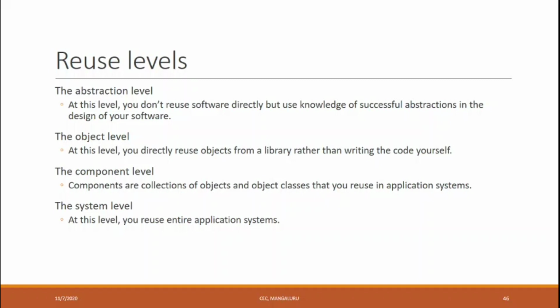The third is component level. Components are collections of objects and object classes. Whereas we make use of only the objects at the object level, here we make use of the entire component, as a rectangular box, like what you saw in the previous weather station diagram, as a whole component. For example, if you want to develop a software where you make use of 10 components, you may reuse 2 to 3 components from the previous version or previous software or previous application.